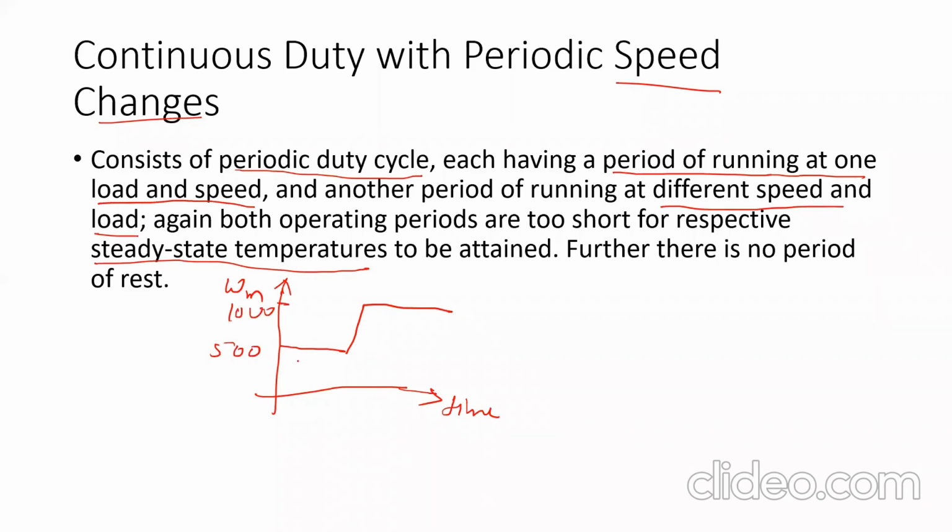When it is running at 5000 rpm, suppose the load is 10 newton, and when it is running at 1000 rpm, suppose the load is 5 newton. Then the torque versus time curve will be different. 10 newton means the highest load, where the speed is minimum, and as the speed increases the load is different, meaning 5 newton of load is there. Such a character: this is the 10 newton and this is the 5 newton.